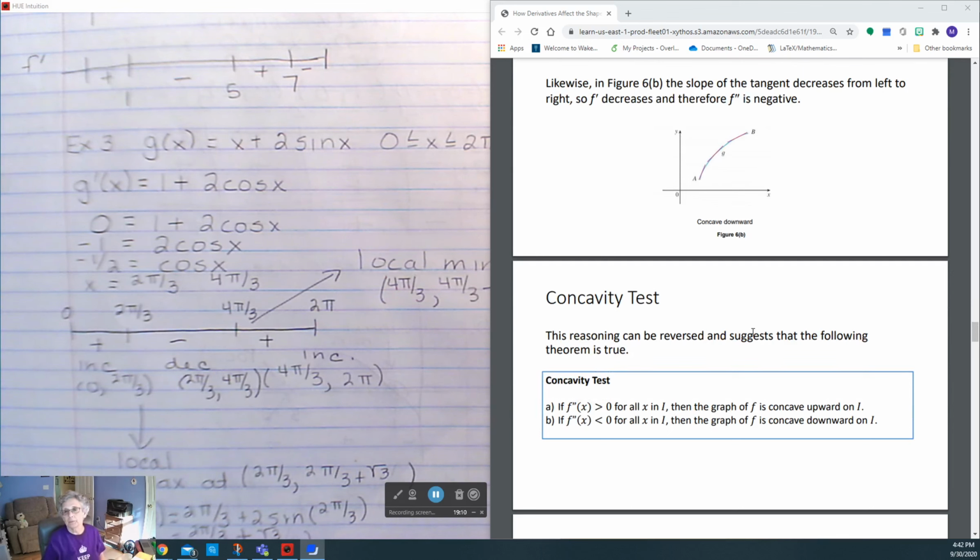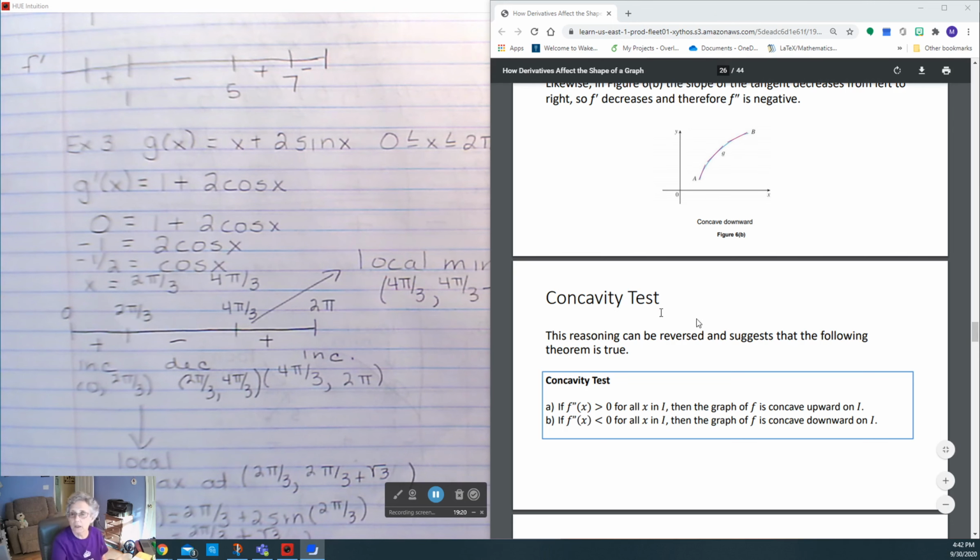the graph. Now you also have a concavity test. So if the second derivative is positive, then we're concave up. If the second derivative is negative, we are concave down.